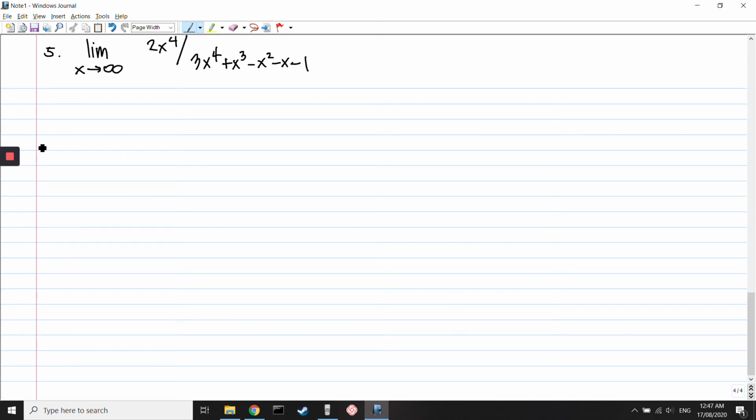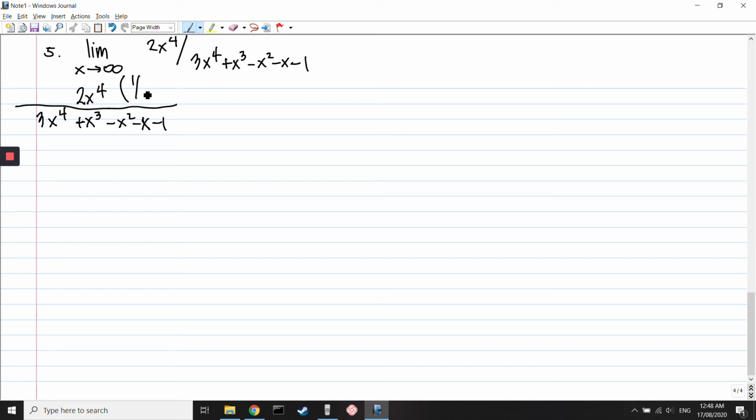So, example number 5. The limit of 2x raised to the power 4 over 3x raised to the power 4 plus x cubed minus x squared minus x minus 1 as x approaches infinity. So first we need to operate the algebraic equation, dividing the numerator and denominator by the term with the highest exponent. So we have 3x to the 4 plus x cubed minus x squared minus x minus 1. We have a highest exponent of 4.